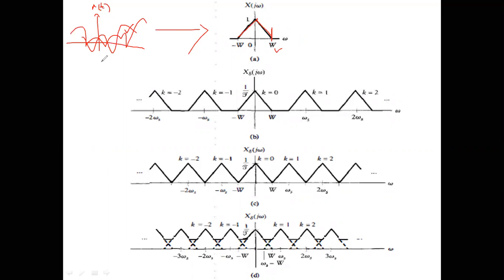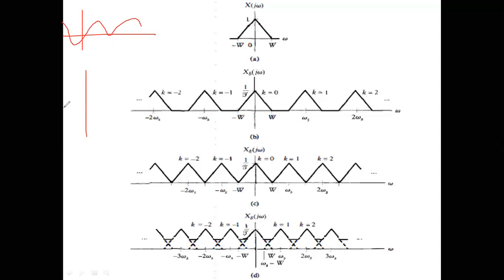Now what does this indicate? See, this was my original signal x of t, and that's its Fourier transform. Now this here represents the Fourier transform of the sampled signal. So what just happened here? This is the Fourier transform of the sampled signal.